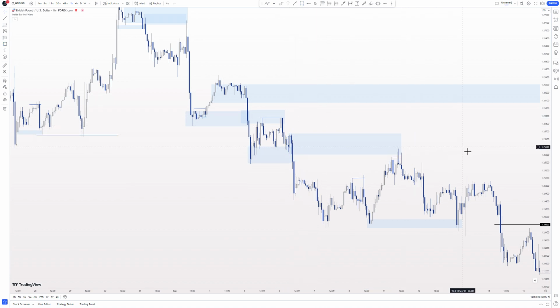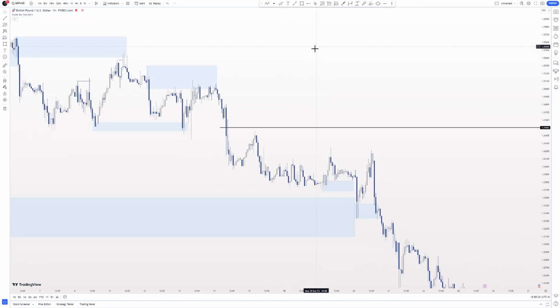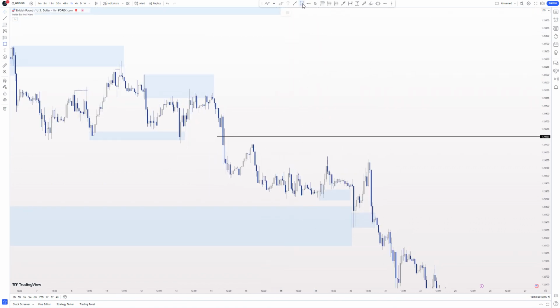So whenever demand is failing, we are making sure that supply is in charge. We are looking for sell trades. We are looking to short whenever demand is failing. You see that we are having a lot of demands failing while supply has been holding.